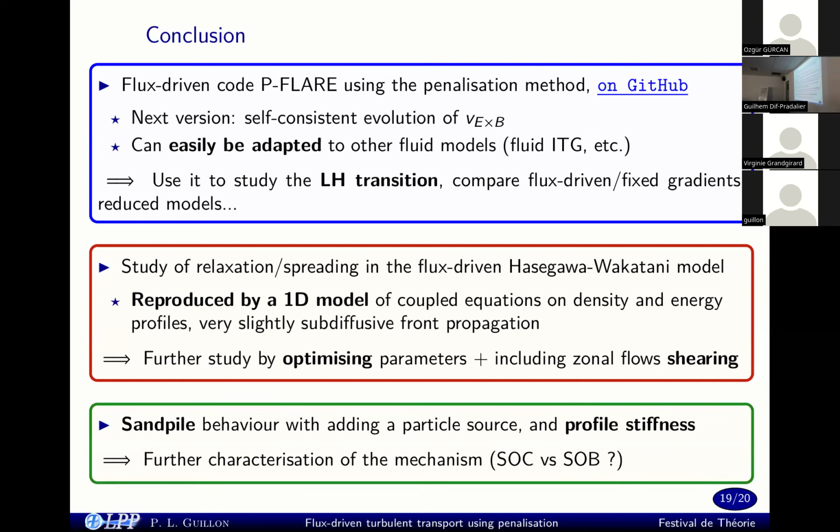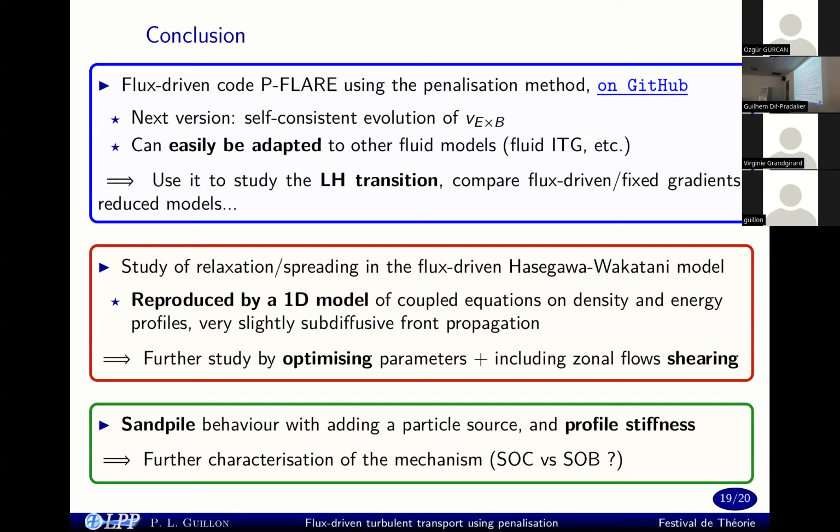And finally, we also observe what happened when we put a particle source. So we observe some behavior similar somehow to some pile models in self-organized criticality, or maybe self-organized bistability because we have a hysteresis. We need to characterize that further.